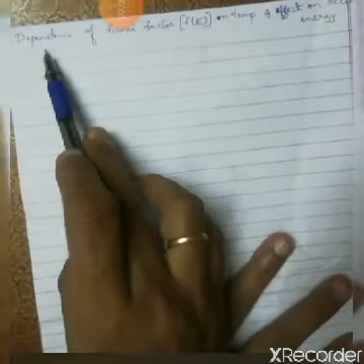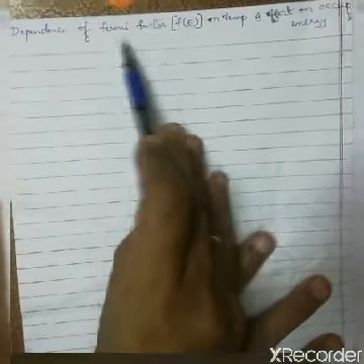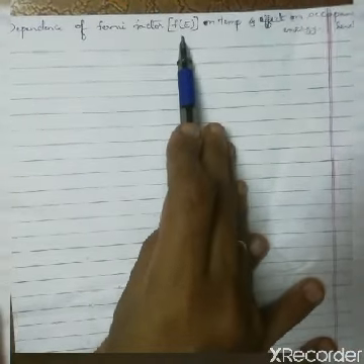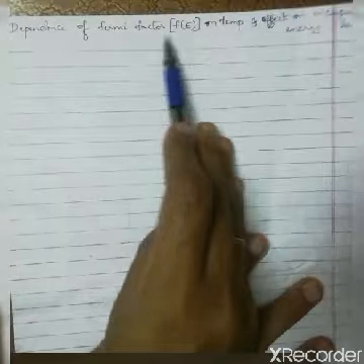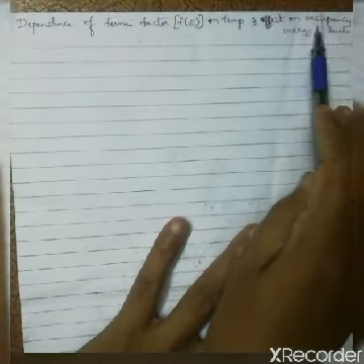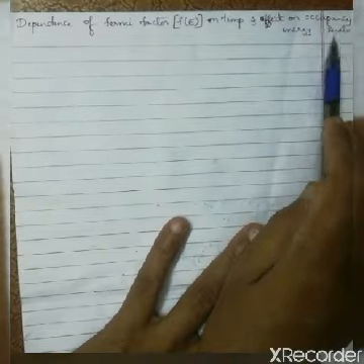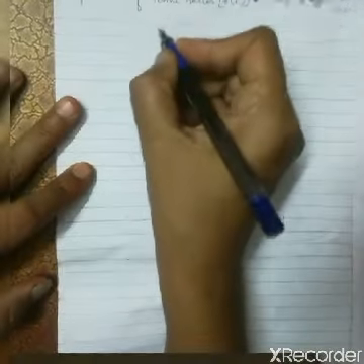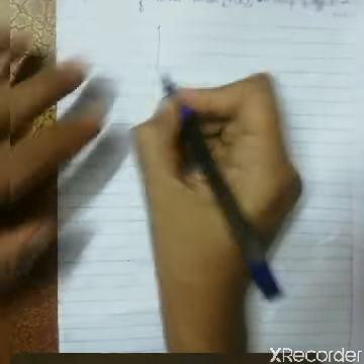Now let us see the dependence of Fermi factor. That is, Fermi factor is nothing but, I said that it is represented by f of E. So how Fermi factor depends on temperature and also on the occupancy of energy levels that is present in the Fermi factor. In order to understand that, first you should know the plot for f of E.